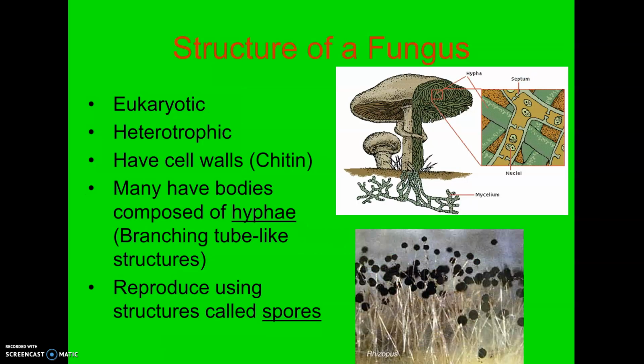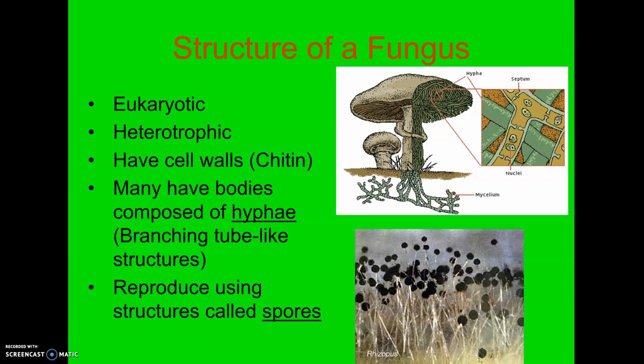So, fungi are eukaryotic, just like protista and plants and animals. Remember, our only prokaryotic organisms were bacteria. So they are eukaryotic. They are heterotrophic. They actually absorb their food. So they don't actively eat, but they absorb their food. They secrete enzymes that digest their food and they absorb them.